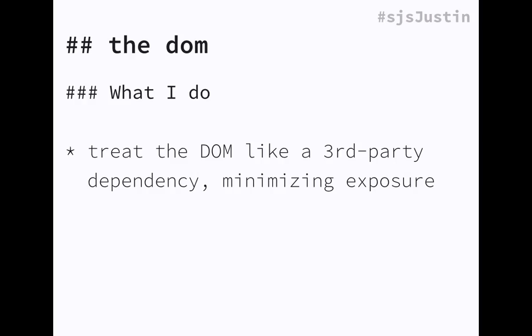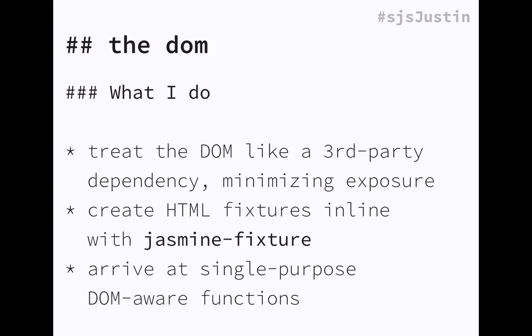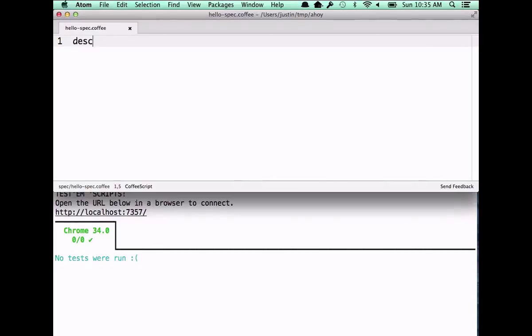So what I do instead is I treat the DOM like a third-party dependency, and I minimize my exposure. I keep it out of the periphery, just like network requests or third-party APIs. But when I do have to write tests against the DOM, I create my HTML fixtures super tiny, inline, with a convenient tool I wrote called Jasmine Fixture. You'll see that in a second. And the goal here is to arrive at single-purpose DOM-aware functions that do just one thing, do it well, and then are composable. So in an example here, imagine that you have a secret magical door.